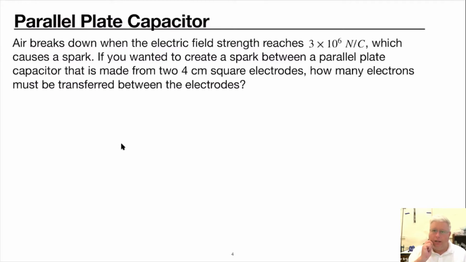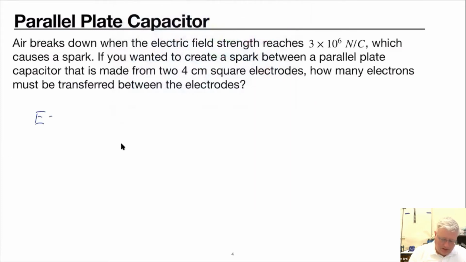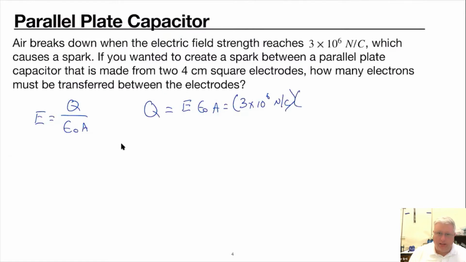Well, an electron is just a charge, so we essentially want to know how much charge there is. The electric field inside a parallel plate capacitor is charge over epsilon naught times the area. So if we solve for Q, we get electric field times epsilon naught times the area. The electric field we're given is 3 times 10 to the 6 newtons per coulomb. Epsilon naught is 8.85 times 10 to the minus 12th.